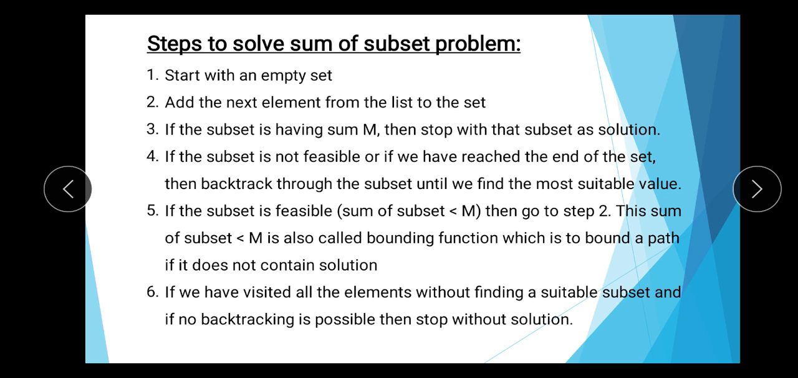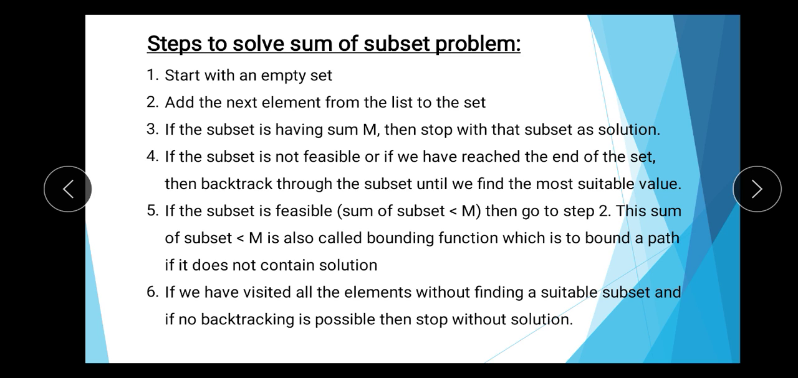If the subset has the required sum, then stop with that subset as a solution. If after adding the elements into the subset, the sum of the elements in that subset equals some predefined value m, then we stop forming that subset. That is, our subset is constructed as a solution. If the subset is not possible, or if we have reached the end of the set, and it is not possible to form the subset, then we stop there and backtrack through the subset until we find the most suitable value.